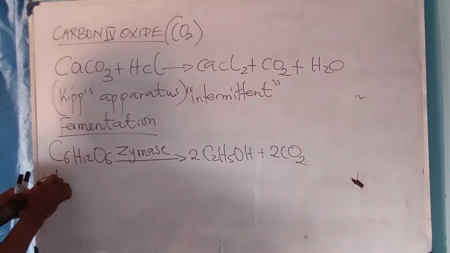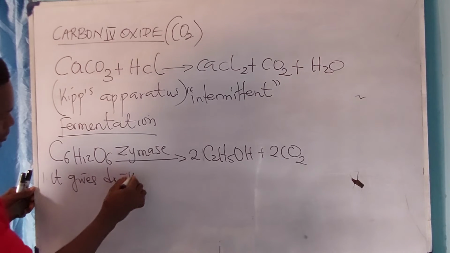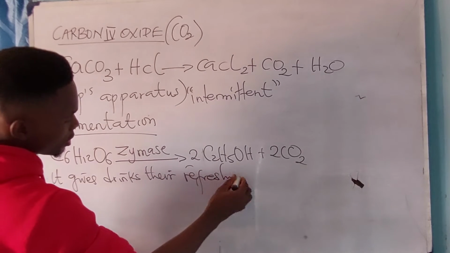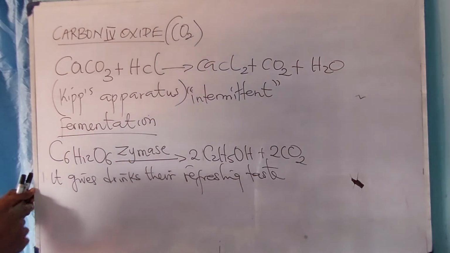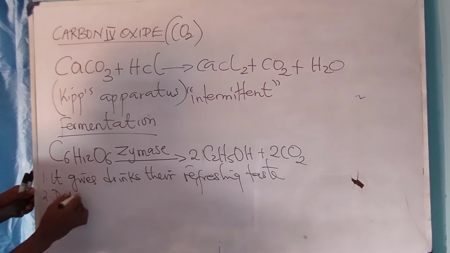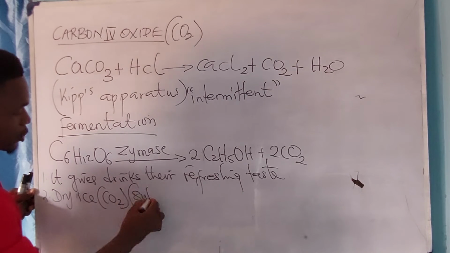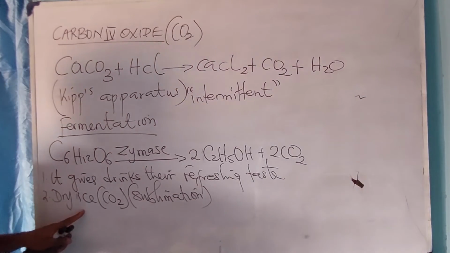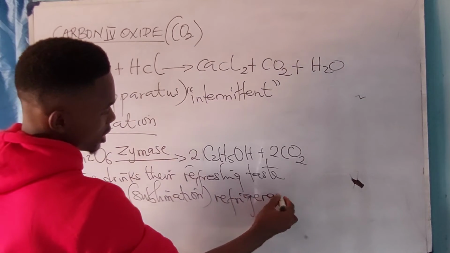One, it gives drinks their refreshing taste. Two, dry ice. You know that dry ice can undergo sublimation. Dry ice, which is carbon 4 oxide, undergoes sublimation. Since it changes from solid to gas, it is used as a refrigerant.